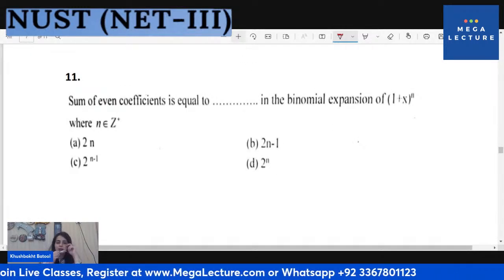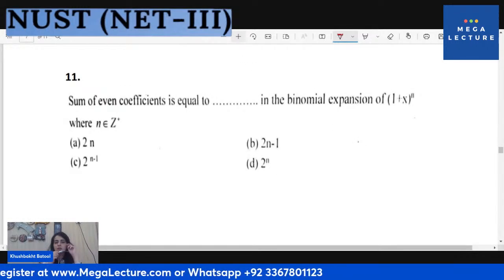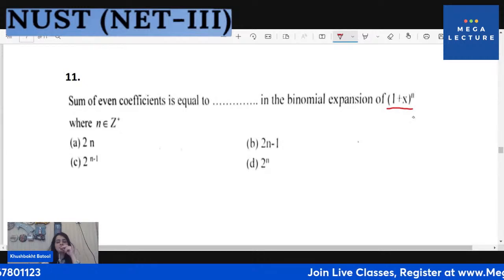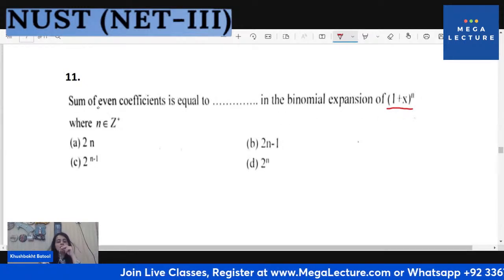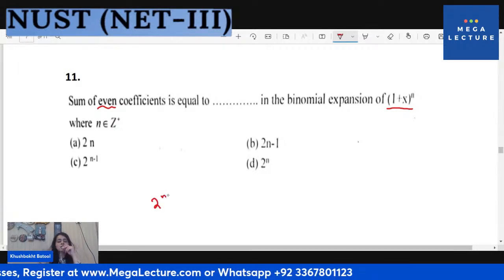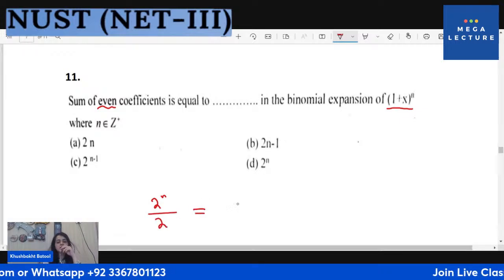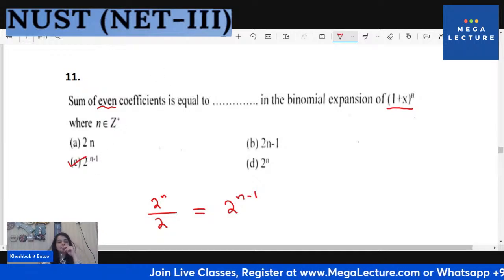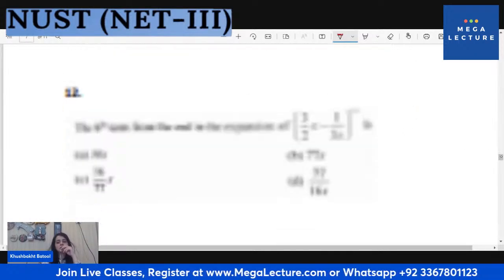Now it says the sum of even coefficients is equal to dash in the binomial expansion of (1 plus x) power n. Now you're only talking about the even coefficients. You know the total sum is 2 to the power n, and for odd and even it's equal. You can divide it by 2, and this is going to give you 2 to the power n minus 1. So the answer is going to be C in this case. All right. Let's talk about the next one.